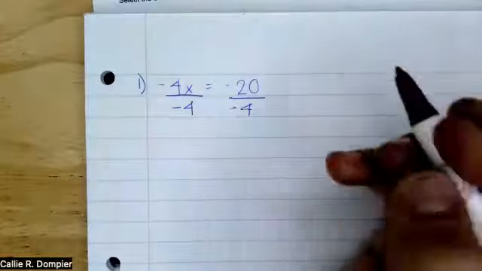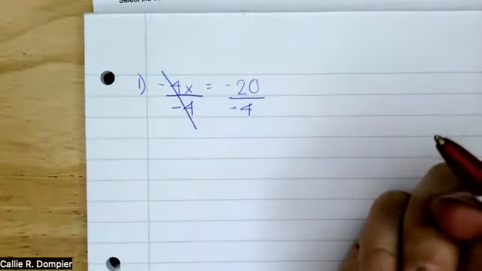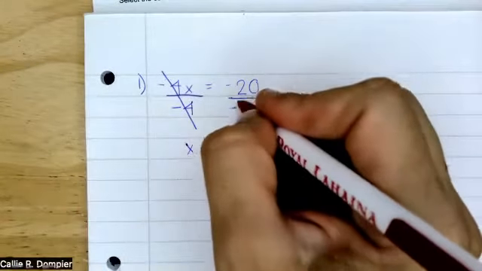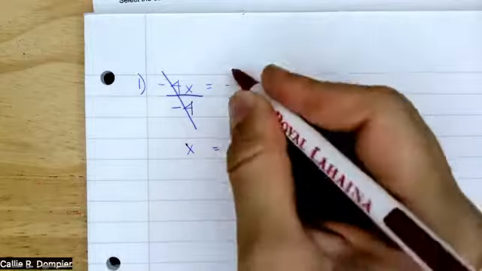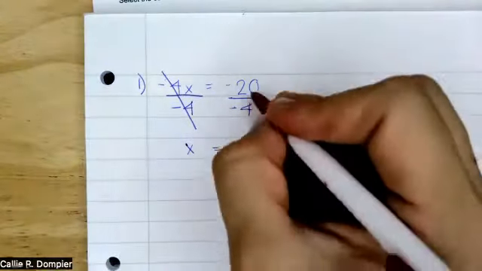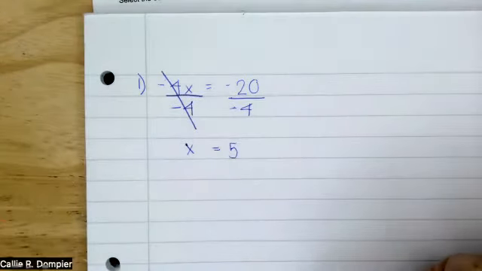This was way back at the beginning of this unit. Negative 4 divided by negative 4 just turns into 1, right? So we have x is a negative divided by a negative becomes a positive, so it's no longer a negative number. And then 4 times 5 is 20, right? So 20 divided by 4 is 5. So for number 1, x is 5.